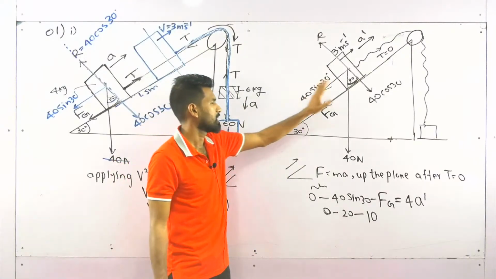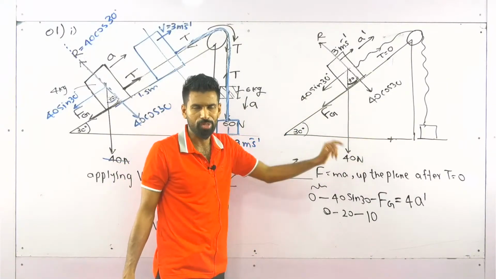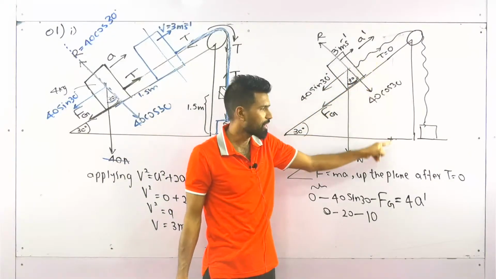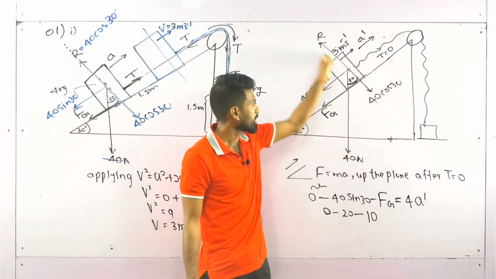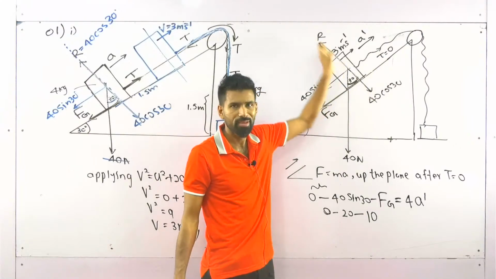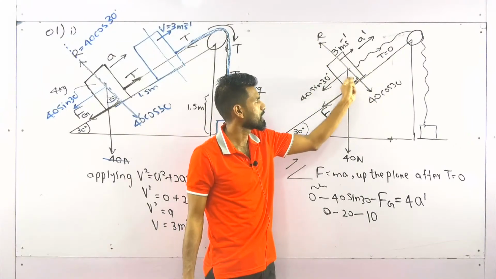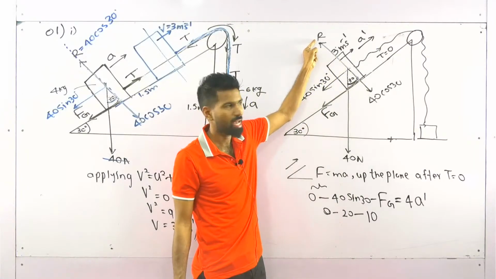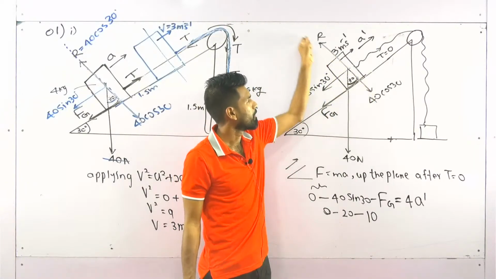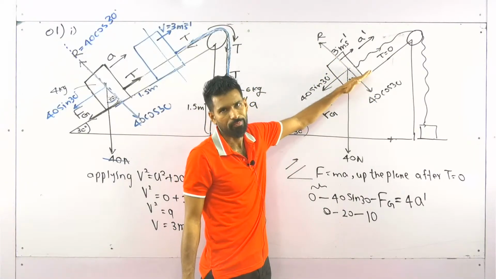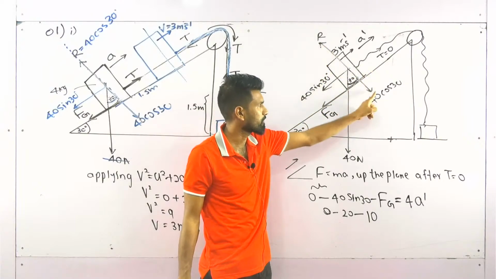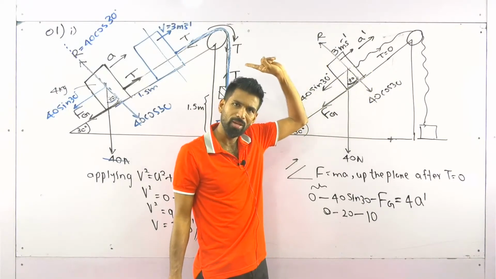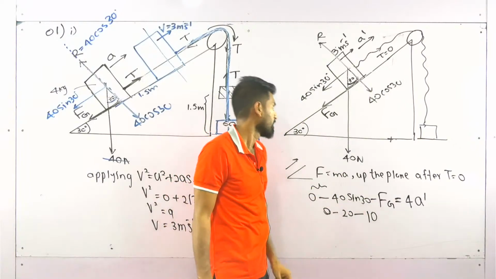Now this is a separate situation. Tension is 0. So acceleration has changed. Now we are finding it. But perpendicular to the inclined plane, nothing has changed. 40 cos 30 in this direction, R in the upward direction. And again, there's no motion perpendicular to the incline. So R should cancel out with 40 cos 30 while having the same value. So the friction value will remain the same, 10.